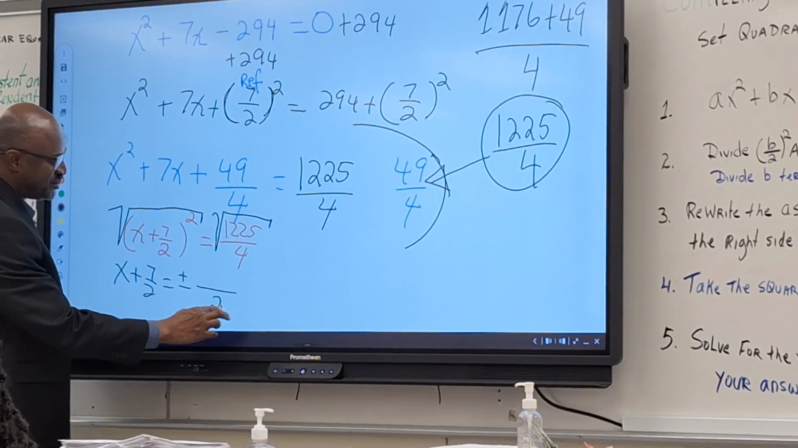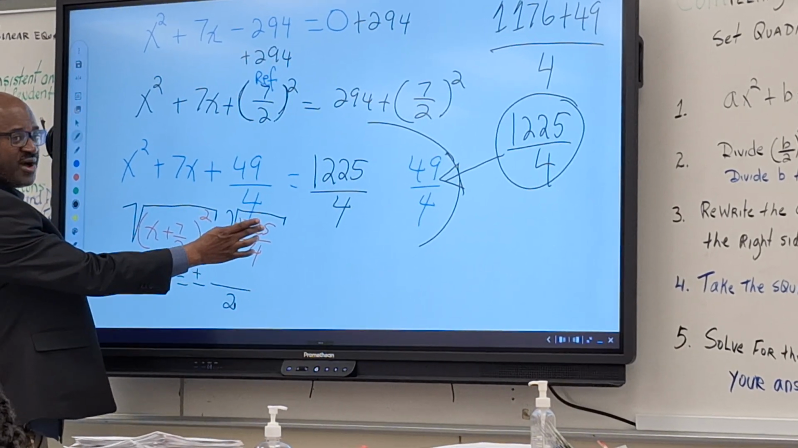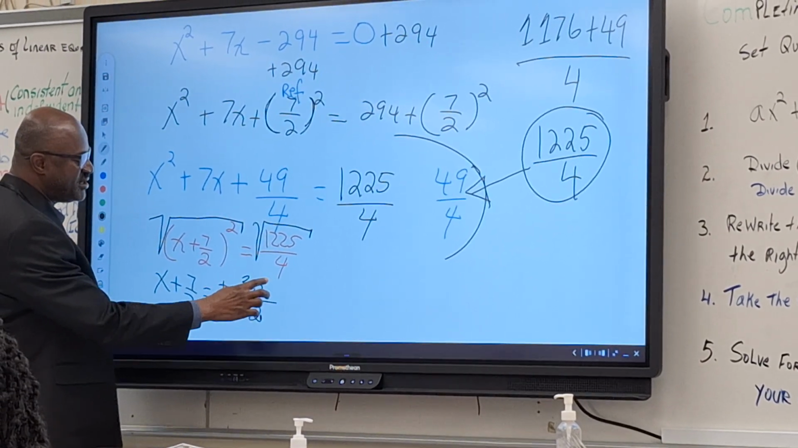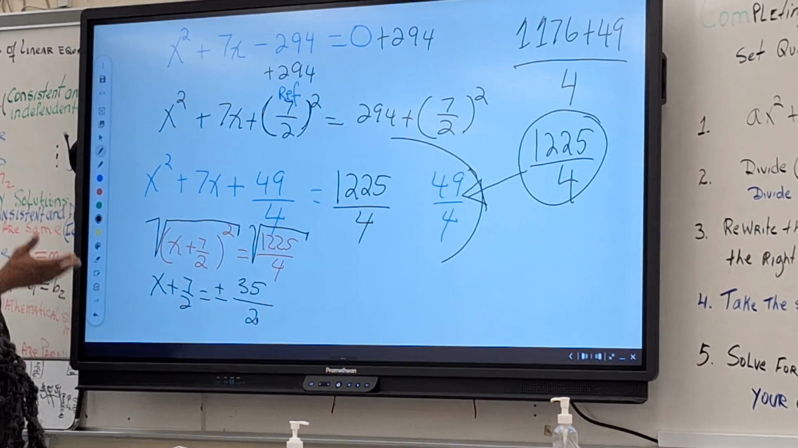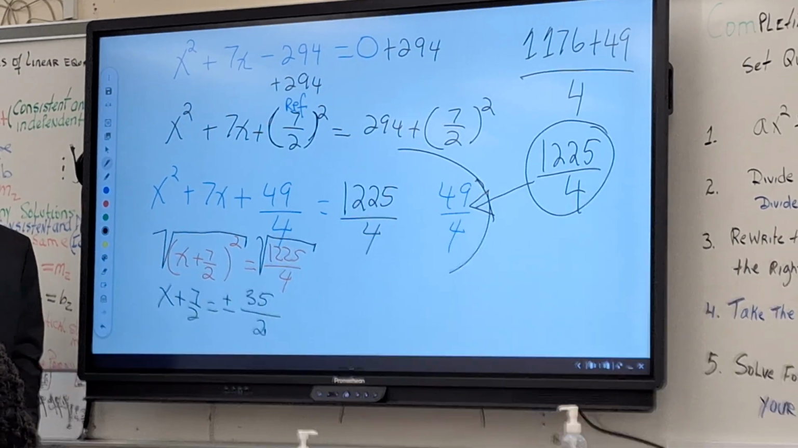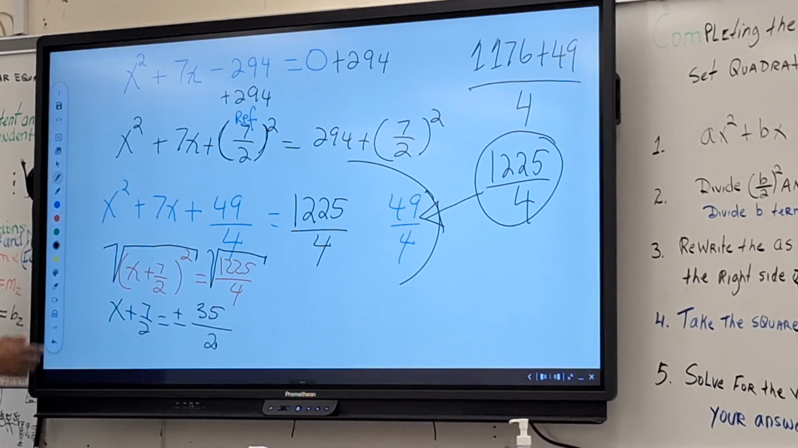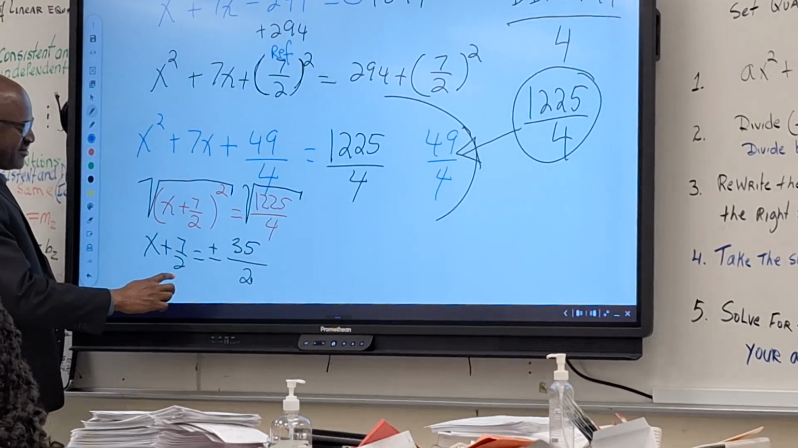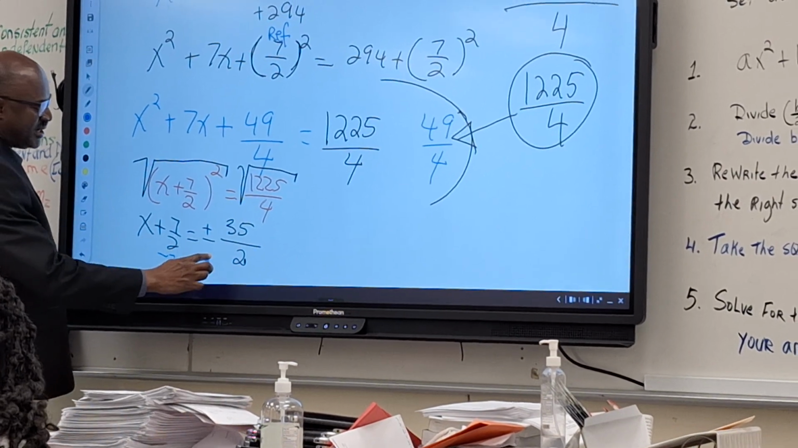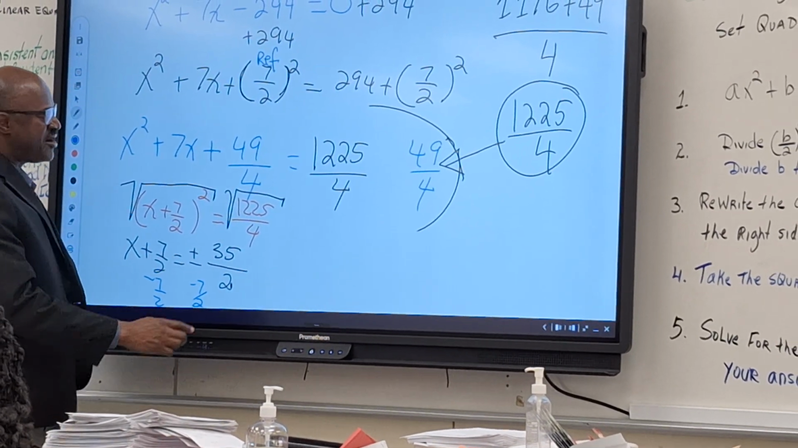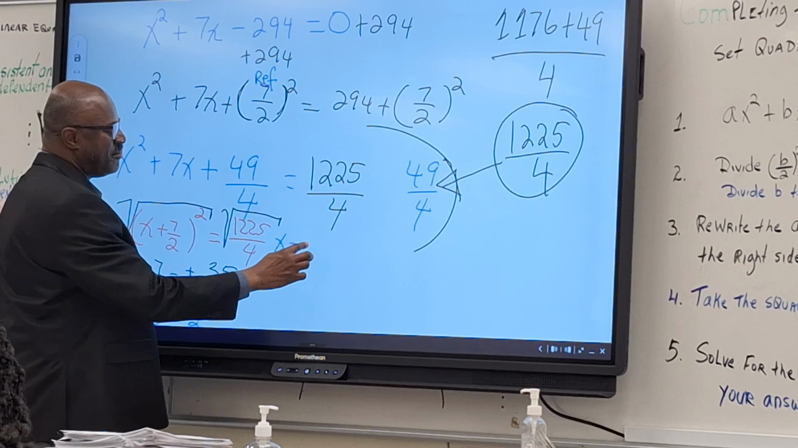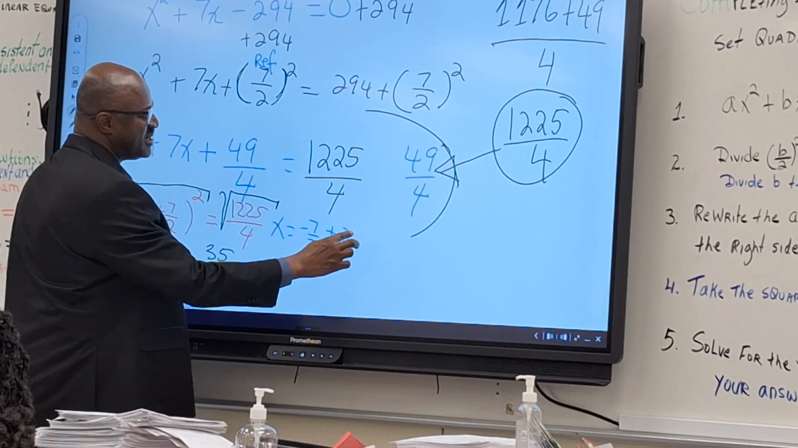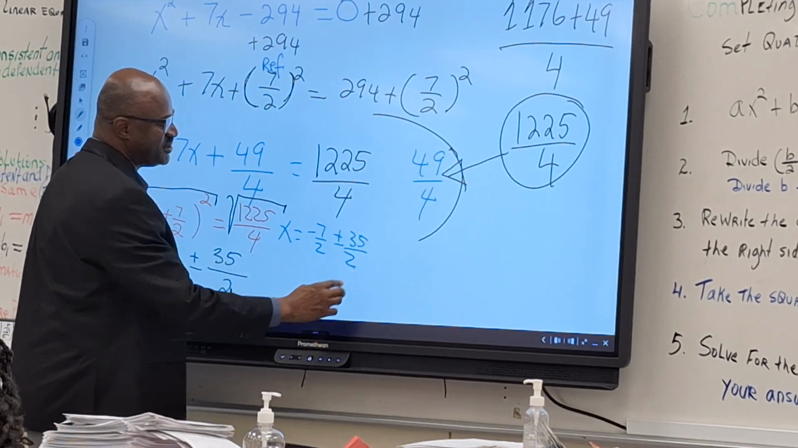Your denominator is 2. And take the square root of 1225. That would be 35 over 2. You see how it simplifies itself easily, without changing to decimal? That's working with fractions. How do you solve for x? You subtract 7/2 on each side. Now you have x equals minus 7/2 plus or minus 35 over 2.